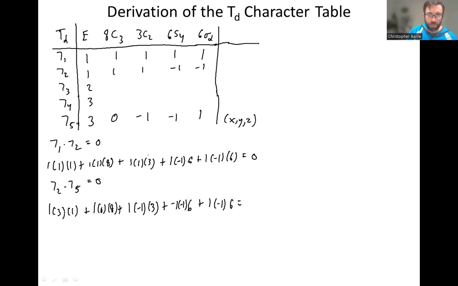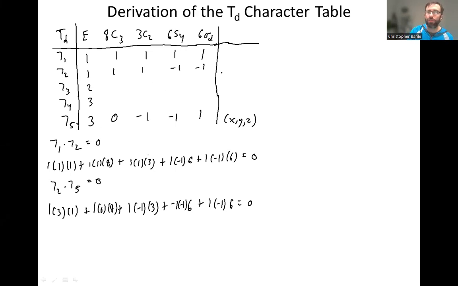And so what does that get me? That gets 3 plus 0 minus 3 plus negative 3 gives 0. It's a positive 6 and a negative 6, which equals 0. So it's orthogonal. That's a very nice way of doing this. So we got gamma 2. Now that we have gamma 2, we're going to do another trick. We're going to multiply gamma 2 by gamma 5 to get a new character. We don't know a priori if this is going to be an irreducible representation or a reducible representation.